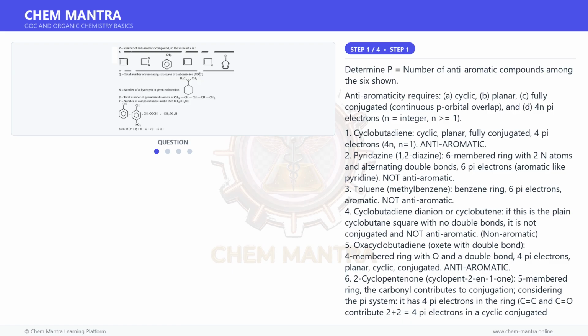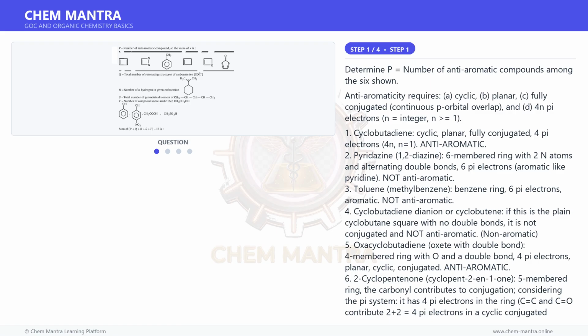Anti-aromatic. 2. Pyridazine, 1,2-diazine: a 6-membered ring with 2 N atoms and alternating double bonds, 6 pi electrons, aromatic like pyridine. Not anti-aromatic. 3. Toluene, methylbenzene: a benzene ring, 6 pi electrons, aromatic. Not anti-aromatic. 4. Cyclobutadiene dianion or cyclobutene.